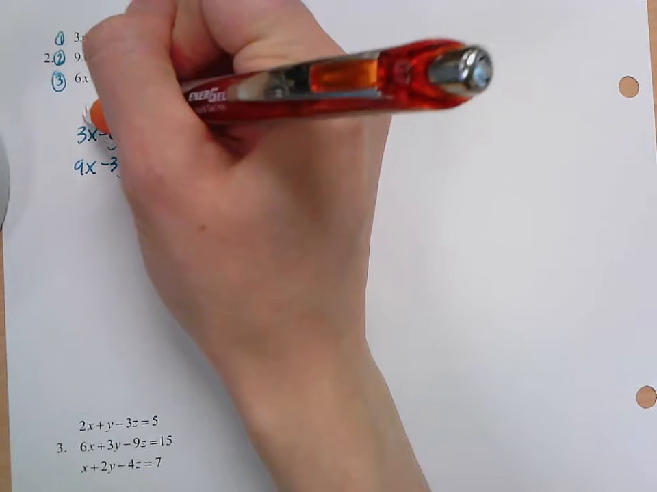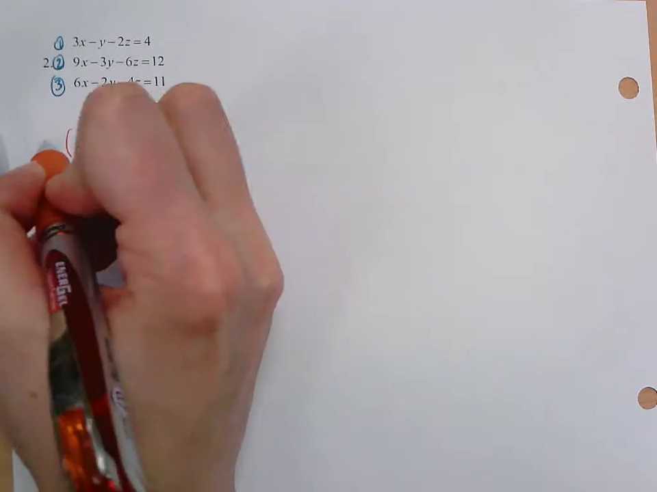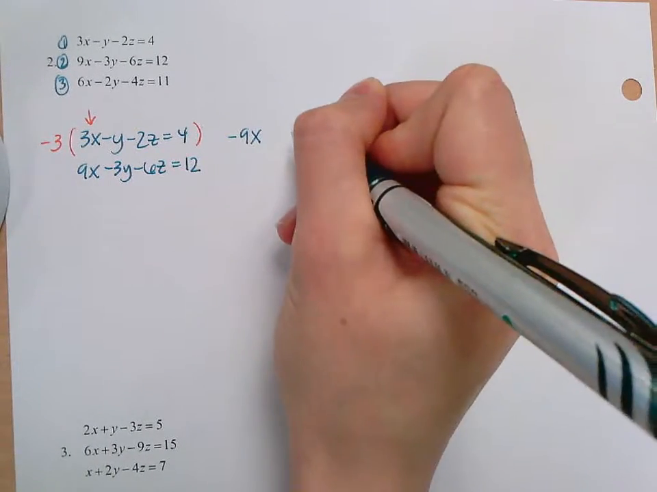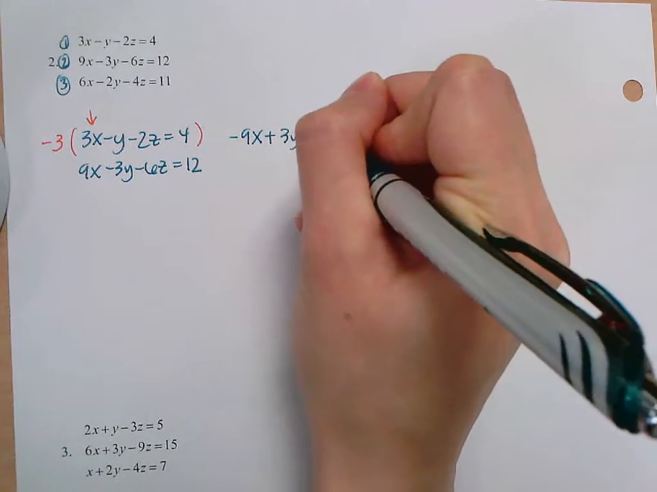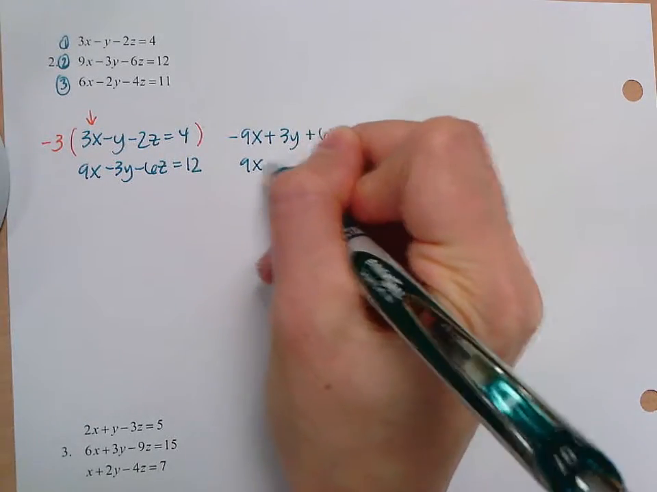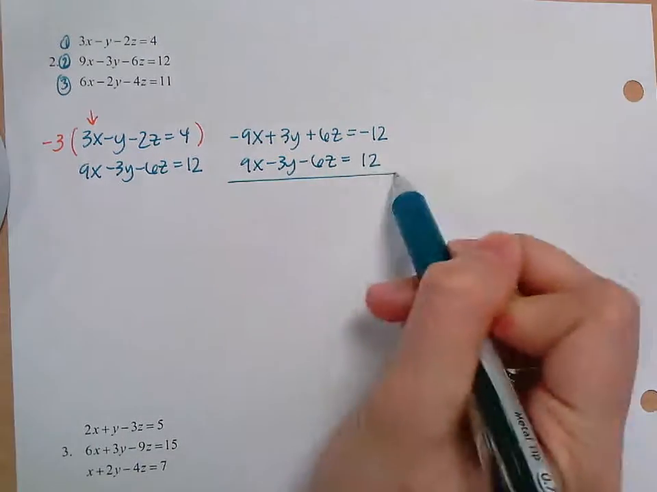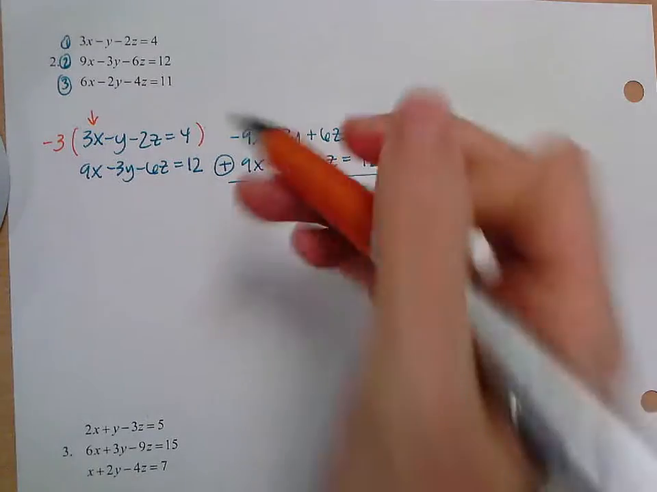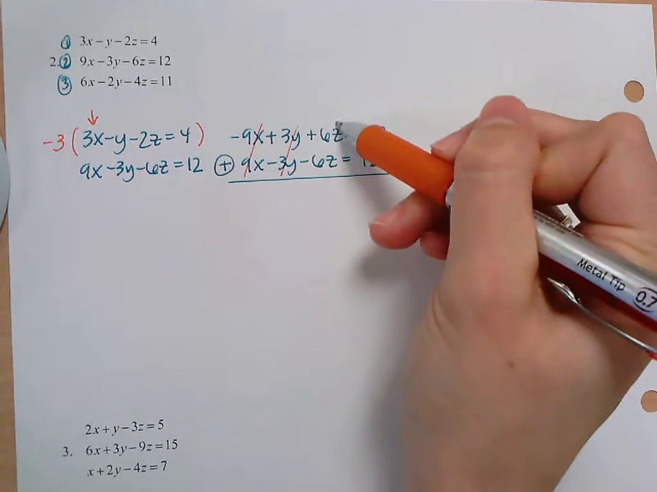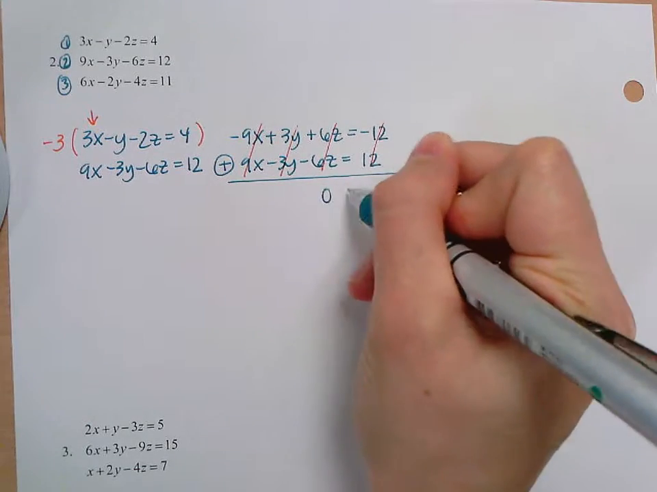Okay, I heard x first. What do I have to do to eliminate x? Yeah, multiply on the top by -3. So I'd have -9x plus 3y plus 6z equals -12. And my bottom equation I'm not changing. So I wanted to eliminate x, which I have done, but the y's also eliminate, so do the z's, so do the 12's. So this is 0 equals 0.